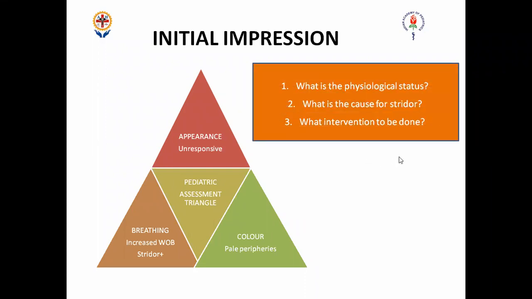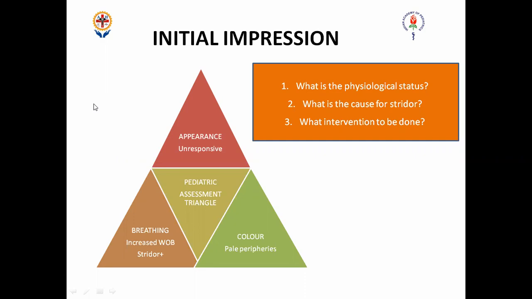Based on this, what is the physiological status of this child, what are the causes of stridor, and what is the intervention we need to plan here? It's an unstable life-threatening condition, sir. Yeah, it's an unstable life-threatening condition. So what could be the cause of stridor here?